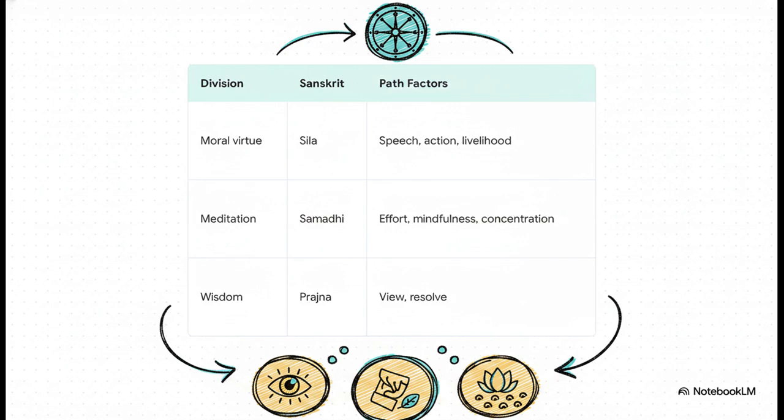This covers right speech, right action, and right livelihood. It's all about living harmoniously and non-violently in the world. And third is mental discipline, or samadhi, encompassing right effort, right mindfulness, and right concentration. You see, this isn't just a random list of rules to follow. It's a completely integrated map out of suffering.